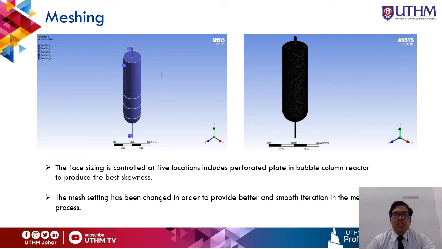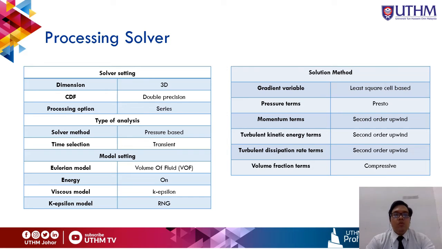Next, we go to meshing. For the meshing process, the face sizing is controlled at 5 locations, including the perforated plate in the bubble column reactor, to produce the best skewness, which affects the calculation in the solution. Next, the meshing setting has been changed in order to provide a better and smoother iteration in the meshing process. And we go to the processing solver. These are the solver settings that we use for the simulation.